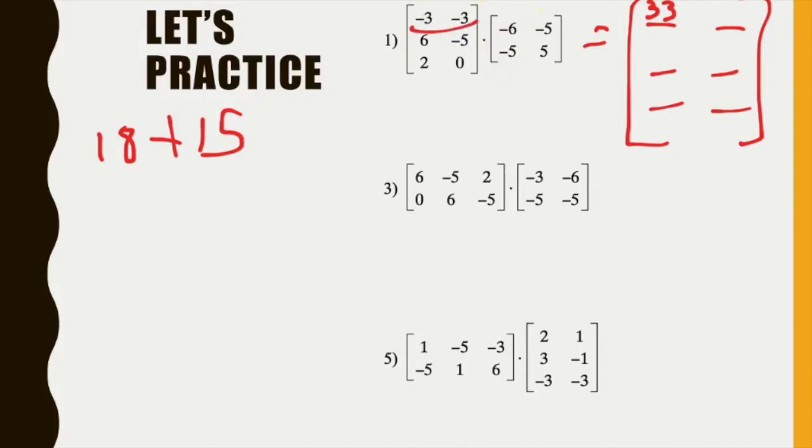We're going to stay at the top, but now we're going to move over to the right. So we're going to do this position right there. So I will have -3 and -5, +15. And -3 and 5 makes -15. So we'll add that -15.